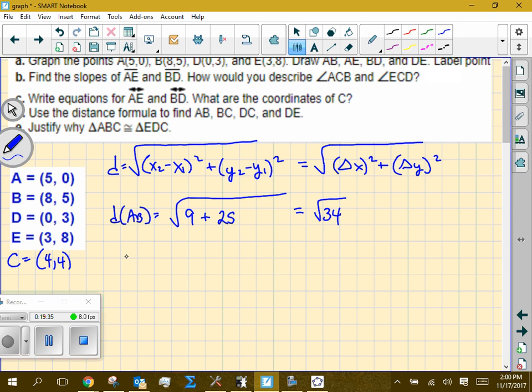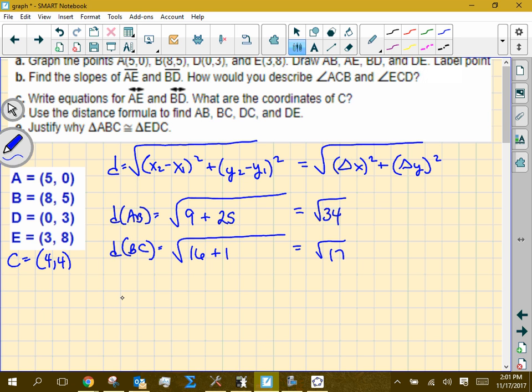Okay. Now I'm going to do the same thing for BC. All right, so BC is 8 minus 4. Square that. And we go 5 minus 4, square that, and I get radical 17, right? Okay. Then we'll go do DC. So 0 minus 4, square that, gives me 16. And then 3 minus 4 gives me negative 1, square that gives me positive 1. So I get radical 17.